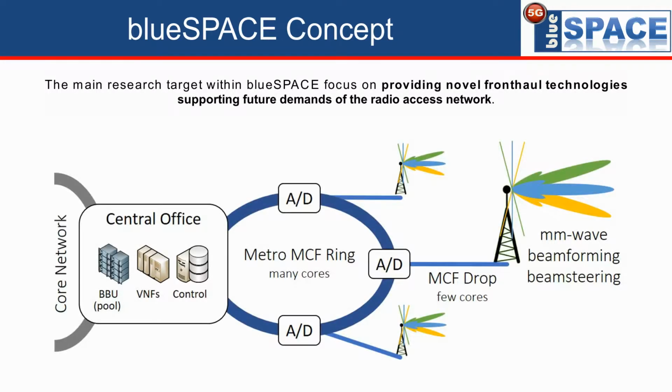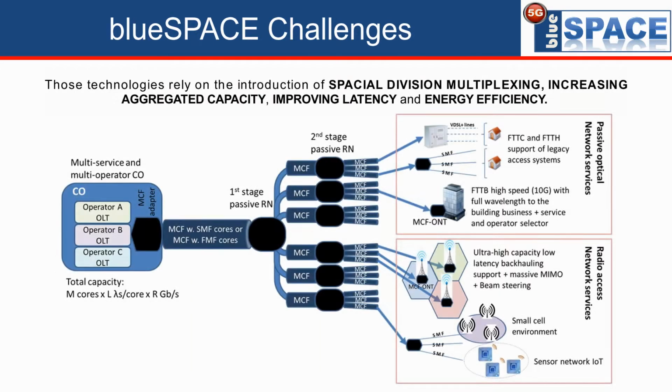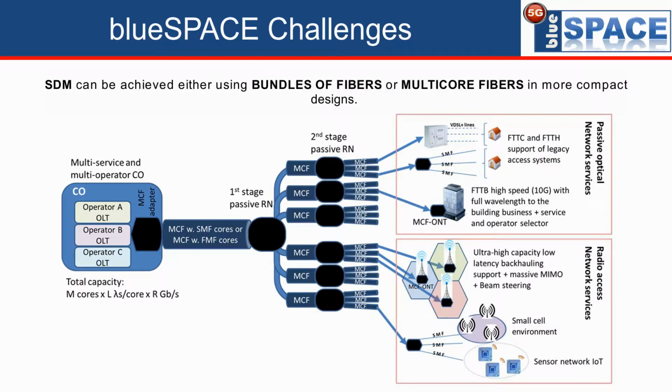The main research target within blueSPACE focuses on providing novel front-haul technologies supporting future demands of the radio access network. Those technologies rely on the introduction of spatial division multiplexing, increasing aggregated capacity, improving latency, and energy efficiency. Spatial division multiplexing can be achieved either using bundles of fibers or multicore fibers for more compact designs.